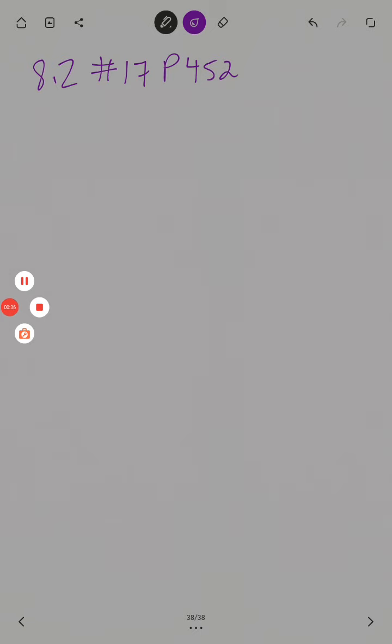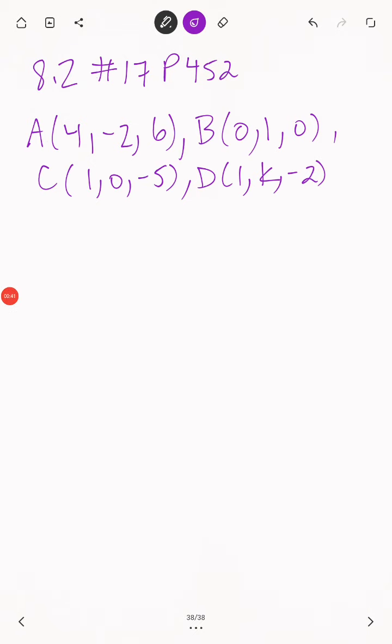So the question says determine the value of k such that the points A, you know what? I'm going to pause you a sec, and I'm going to write down those points so I don't waste your time. Be right back. Okay, hi guys, I'm back. I wrote down the points. I didn't want to waste your time because I write really slow with this stylus.